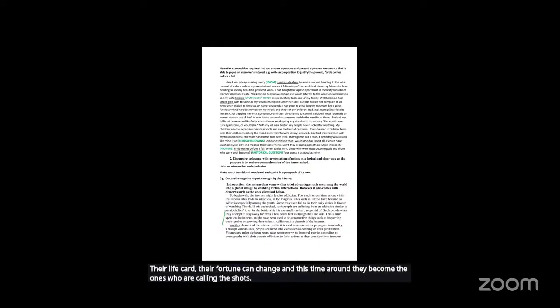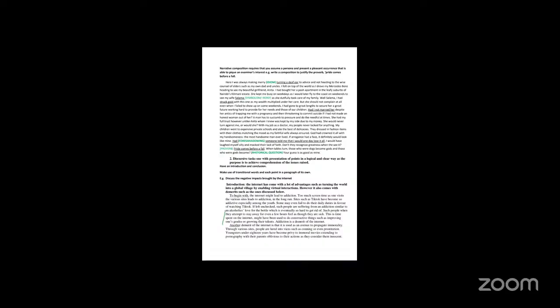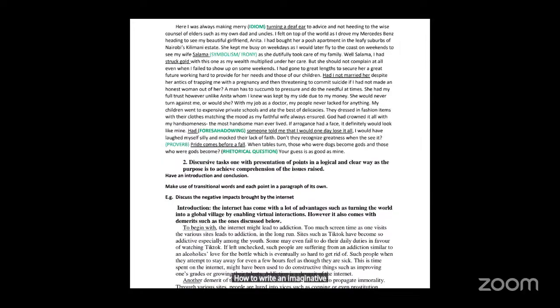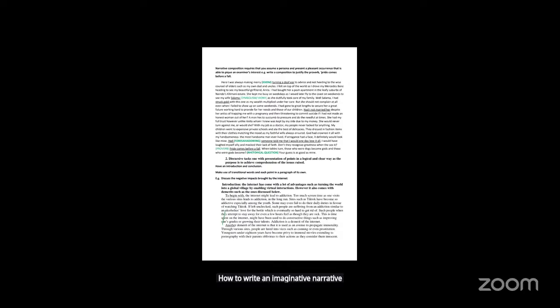That is just a bit of a sneak peek into how to write an imaginative narrative. Allow me to stop sharing the screen in a bit. I can see already a question on my screen.